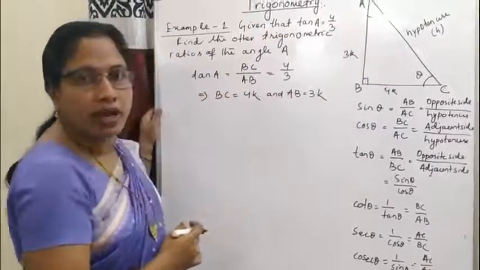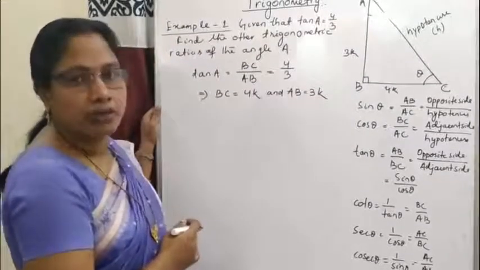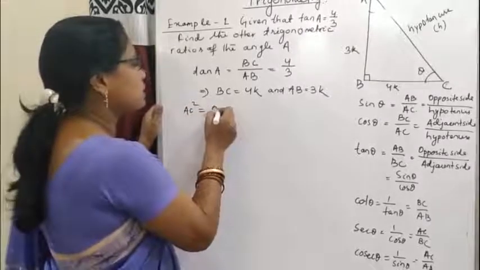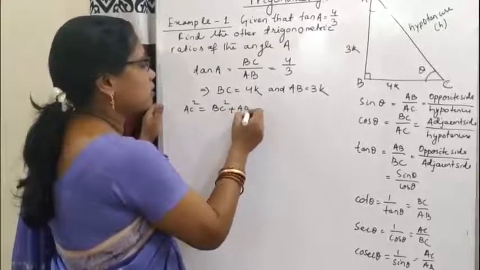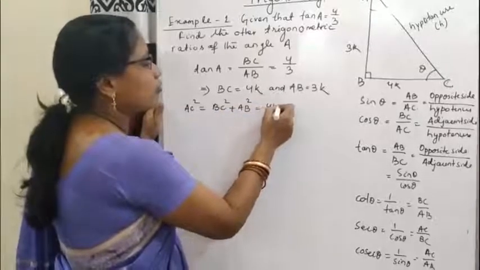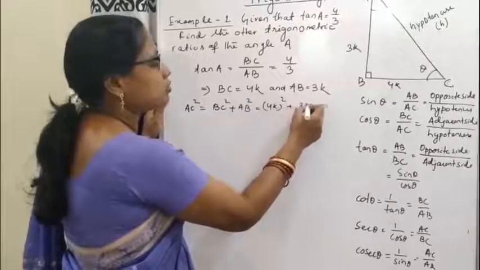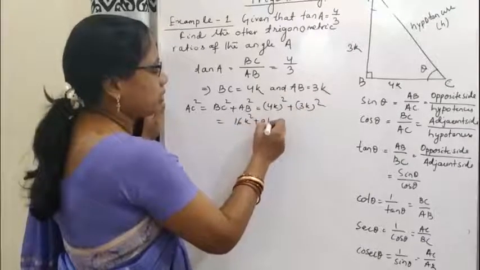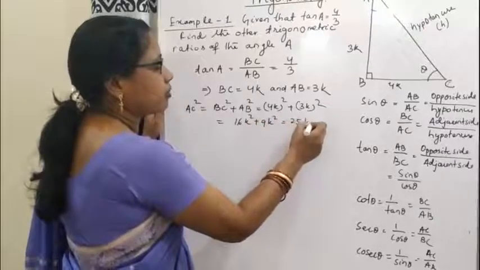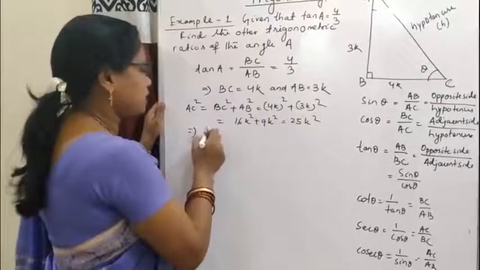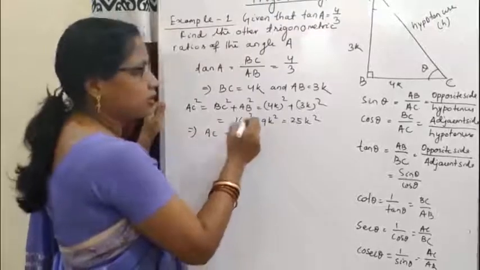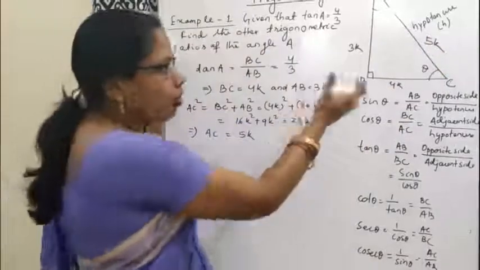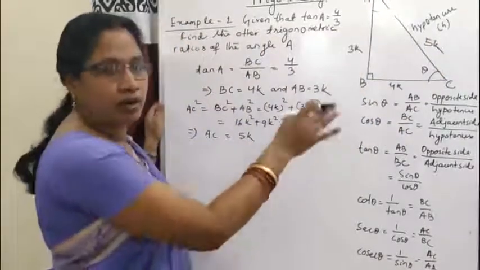By using Pythagoras theorem we can find the hypotenuse AC. AC square is equal to BC square plus AB square, which is equal to 4K square plus 3K square, that is 16K square plus 9K square, equal to 25K square. This implies AC is equal to 5K. Now we know all the sides, so we can find the other ratios.